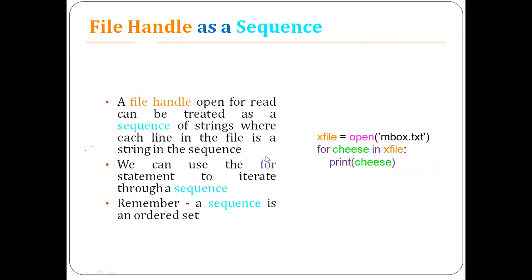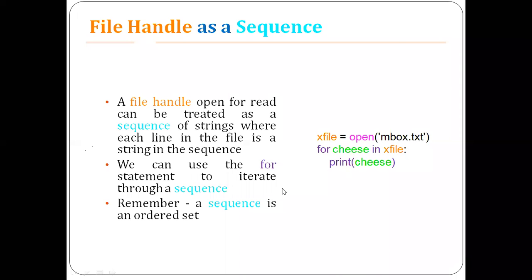Open mbox.txt. So what I'm doing is that I'll get a file handle called xfile. I'm reading each line from the file handle, that is xfile, and for each line it will be stored into the variable, and then I print the value on the screen. So in this case, this iteration variable contains each line of the file called mbox.txt.